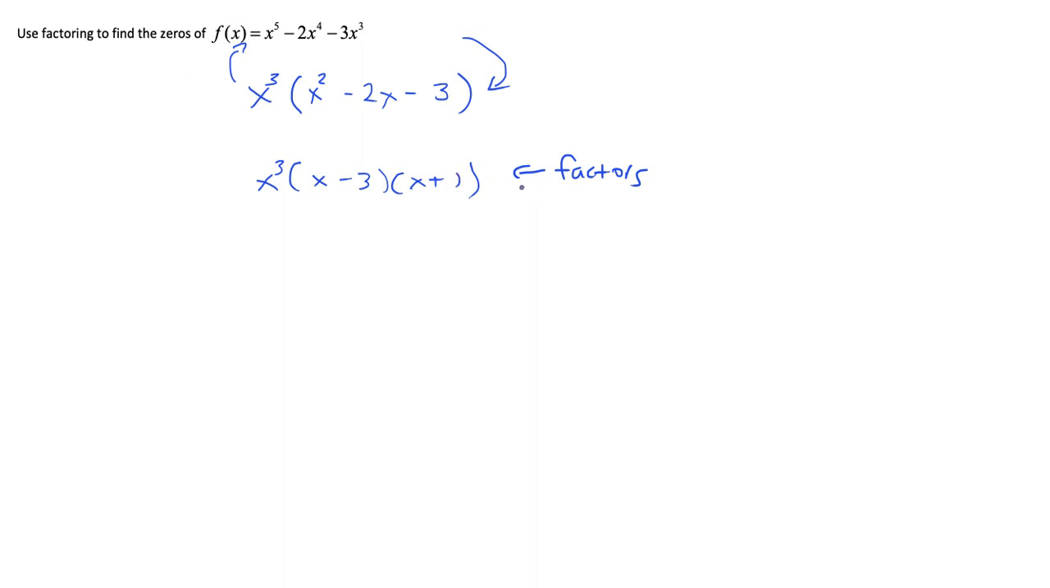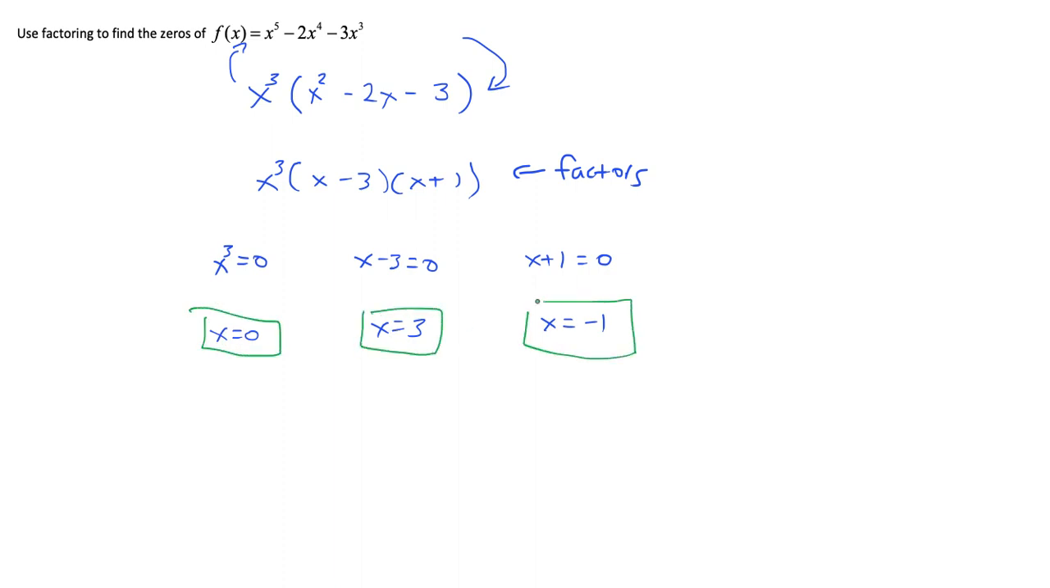So once we have the factors, what's the next step? Remember, we set each factor equal to 0. So we get x cubed equals 0, x minus 3 equals 0, and x plus 1 equals 0. Of course, if x cubed is equal to 0, then it just turns out that x equals 0. We get x equals 3, and we get x equals negative 1. So these three are our zeros. Make sure you know the difference between a zero and a factor.